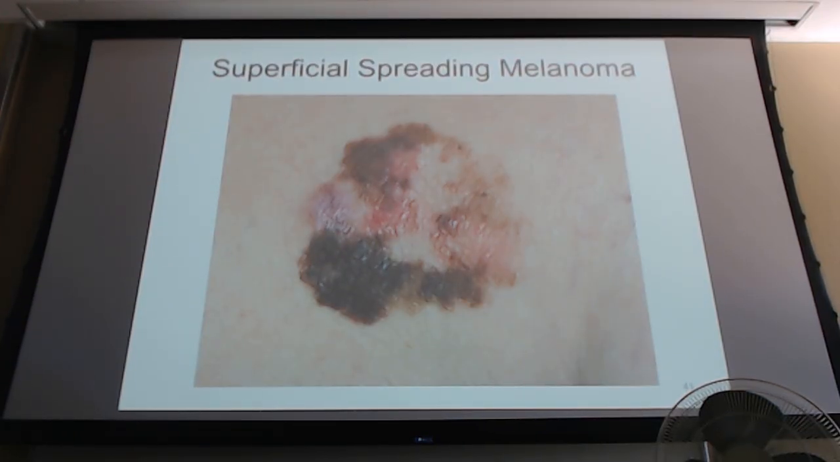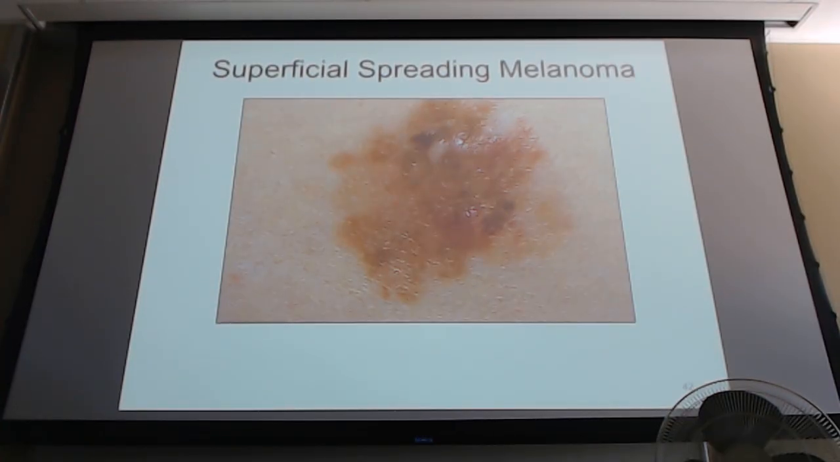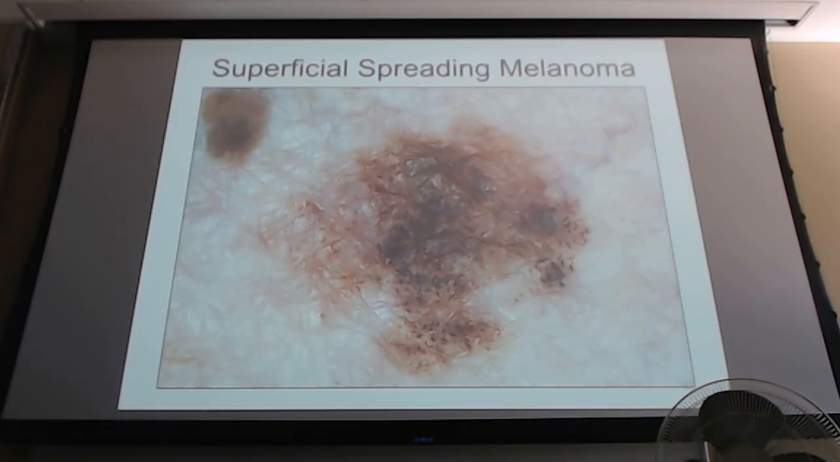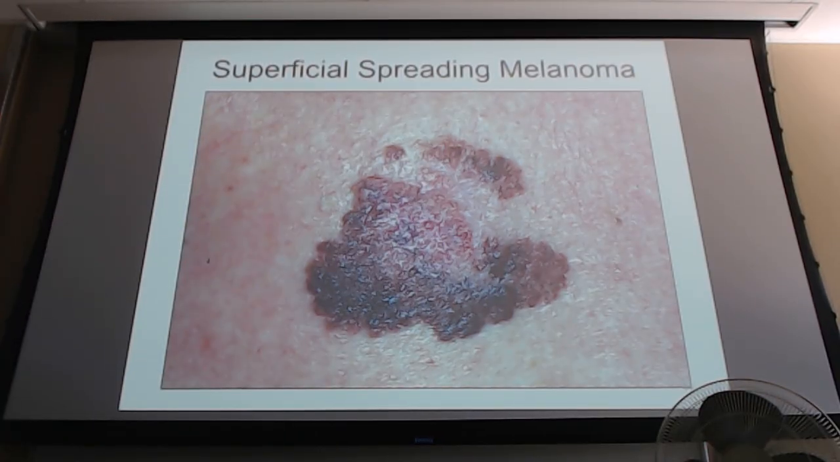Look at that border. You can't even see where that border is, that is asymmetrical. The border is hard to even see. Color, it's not one color, it's multiple colors, okay? So that's superficial spreading melanoma, which is the most common. Starts radial, then goes vertical.